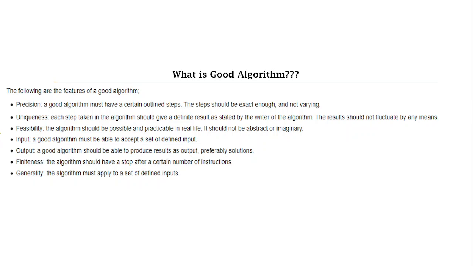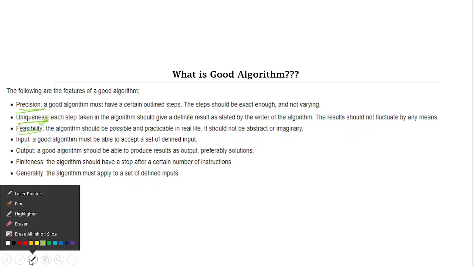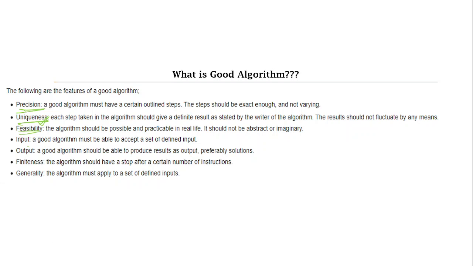There are 7 features. The algorithm should be precise, and it should have uniqueness. Every step should have some solution. It should be feasible, that is, it should be practicable in real life, not just theoretically possible. Then the input: it must accept any set of input within its constraints. Then it should have the desired output. It should be finite; it should halt at some point. And it should have some generality.